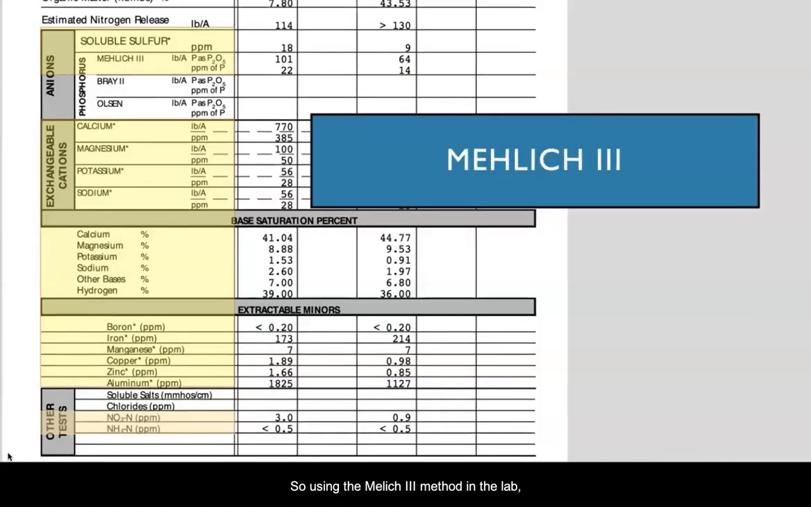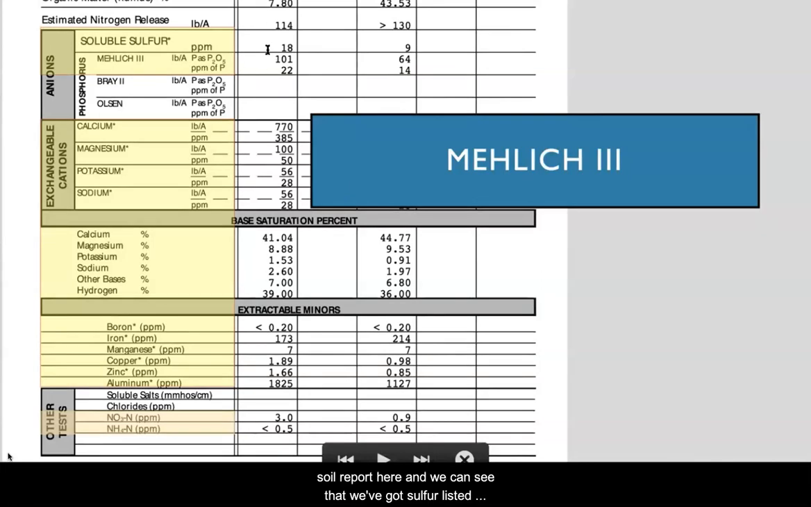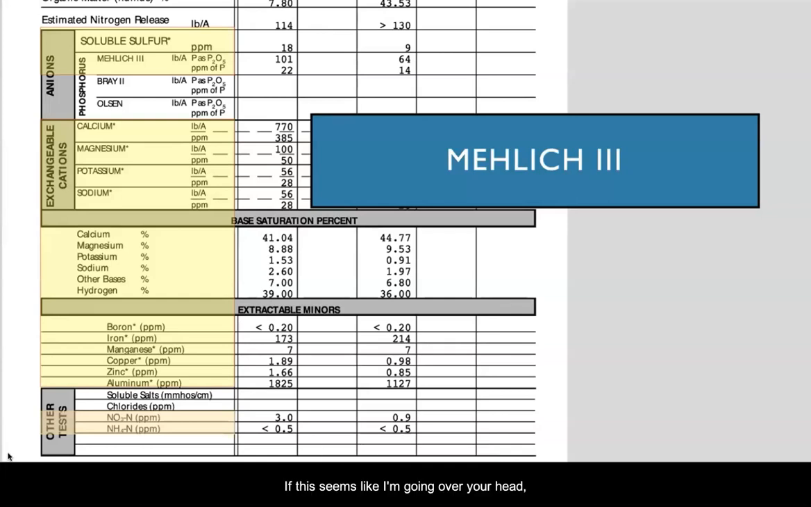So using the Mehlich 3 method in the lab, we can look at our soil report here, and we can see that we've got sulfur listed up at the top. Right below that, we've got phosphorus, and then we've got calcium and magnesium and potassium and sodium. And because we know those numbers, it also tells us what the base saturation can be in relation to the cation exchange capacity. If this seems like I'm going over your head, don't worry, we're going to go over that whole area here in just a moment.